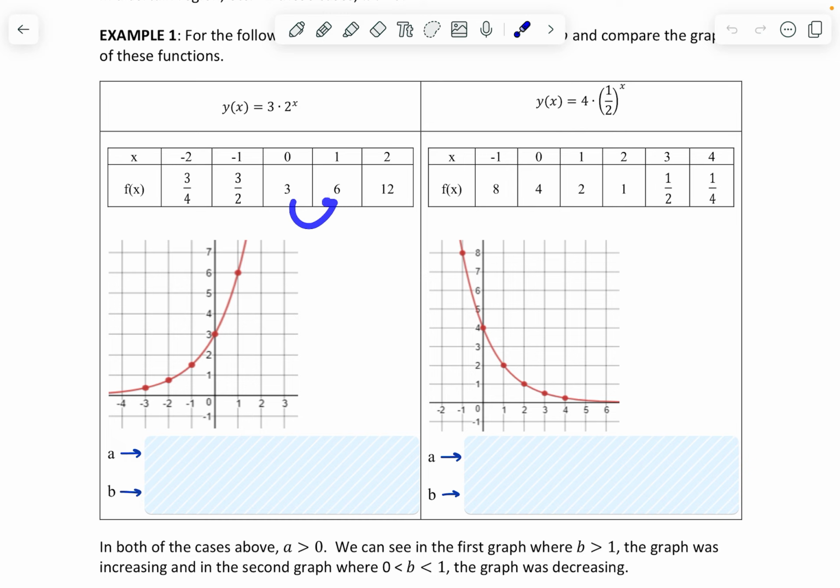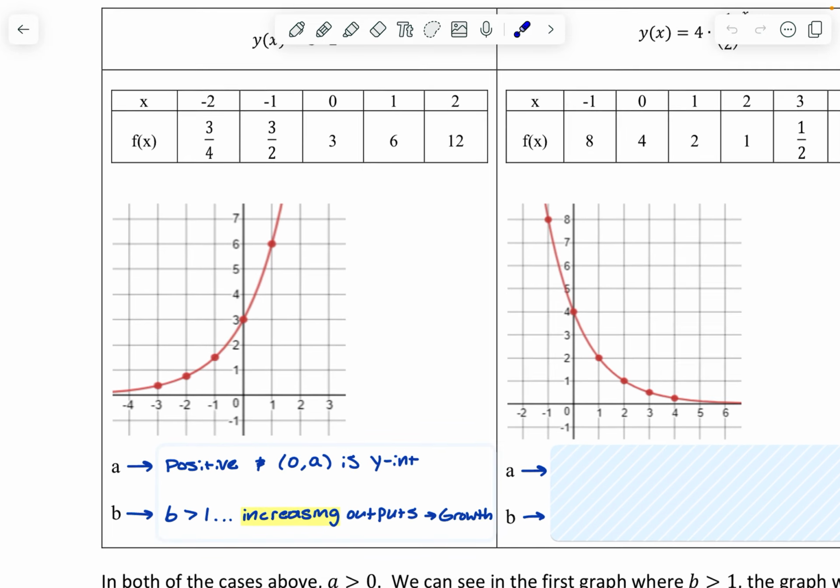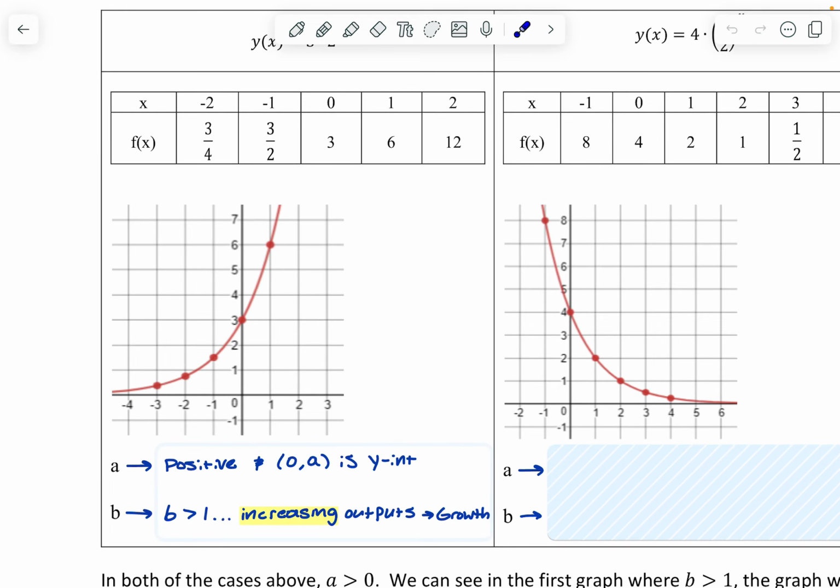What are we multiplying by every single time? 2. Our a is positive. Our b is greater than 1, which means that our graph is increasing. That's growth. Our graph is increasing.